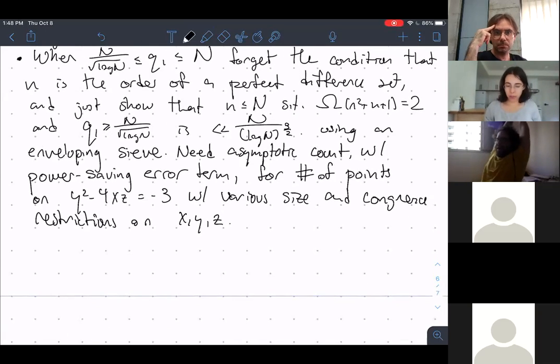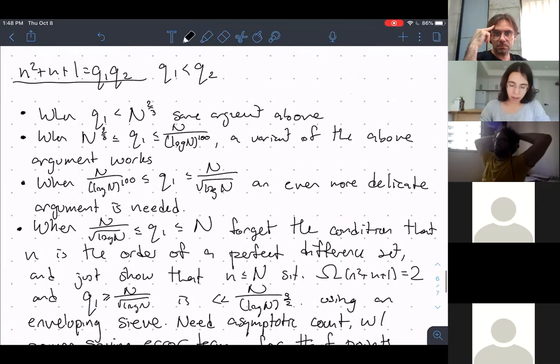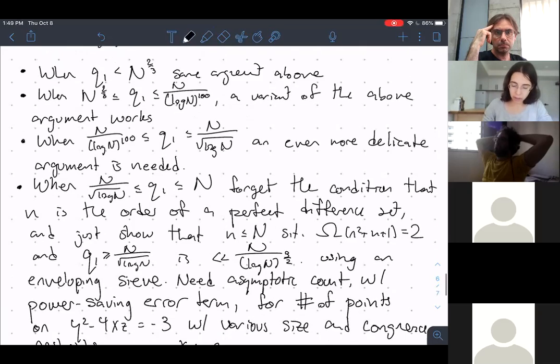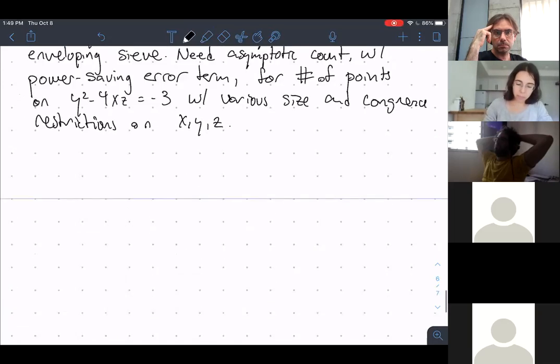Okay, so this covers all the cases when n squared plus n plus 1 is the product of two primes. So the last case is when n squared plus n plus 1 is a prime.